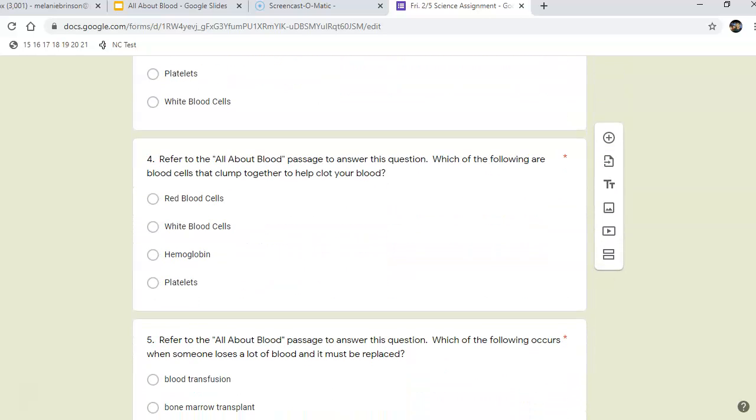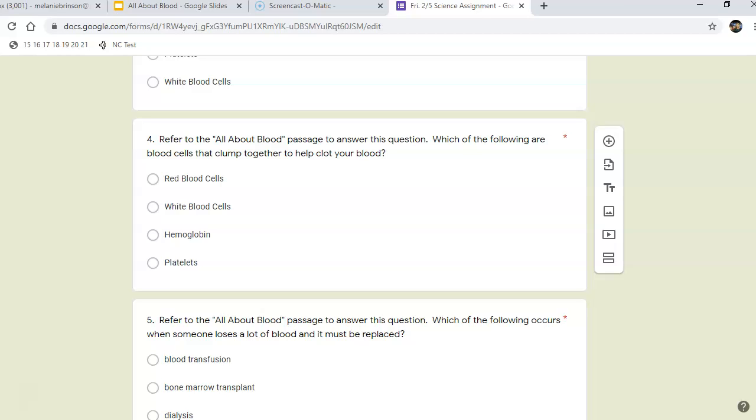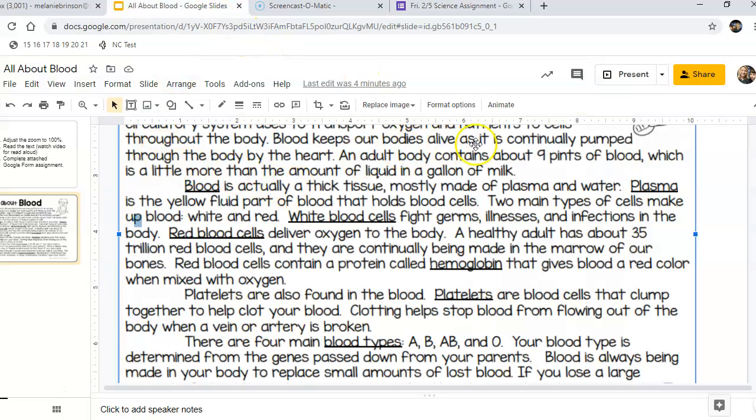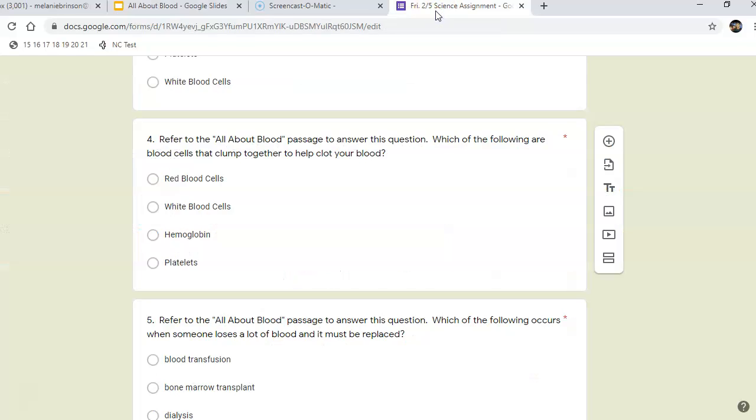Number 4, refer to the All About Blood passage again. Which of the following are blood cells that clump together to help clot your blood? So let's see. I'm looking for blood clotting. Oh, here we go. Clotting. Clump together to help clot your blood. Who does that? Oh, these guys. These guys are blood cells that clump together to help clot your blood. So, is it red blood cells, white blood cells, hemoglobin, or platelets that clump together to clot our blood?